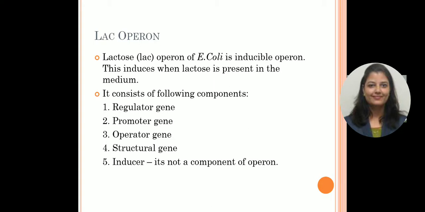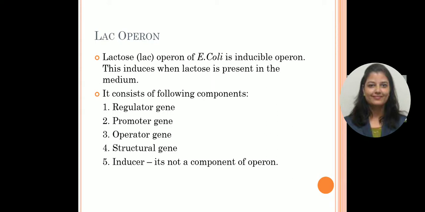Then fourth is the structural gene. When lactose is added to the Escherichia coli culture, the structural gene produces mRNA which in turn produces polypeptide on the ribosomes. And the last one is the inducer, which is not a component of the operon. It is already written here.